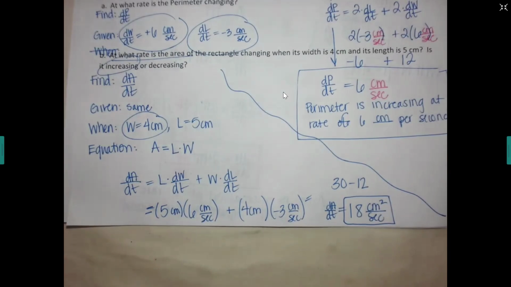All right, very last question we're gonna do is number 4 off the next page. So if you'll turn the page, number 4, set up your find, given, when, and your equation.